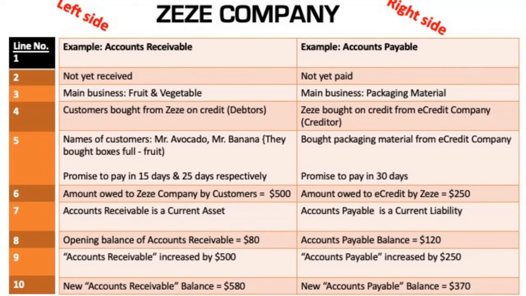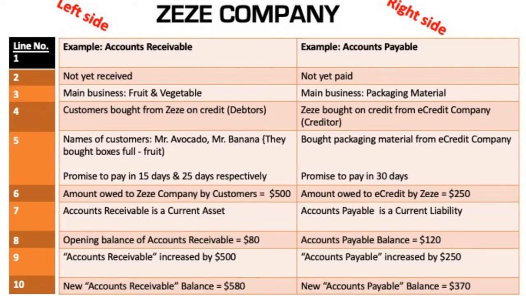Now let's go to the right side under accounts payable. In this case, accounts payable means the account has not yet been paid. Not at all. It will be paid at a later date. Zeze company is the one now who is buying goods or acquiring services on credit from another company or a person.